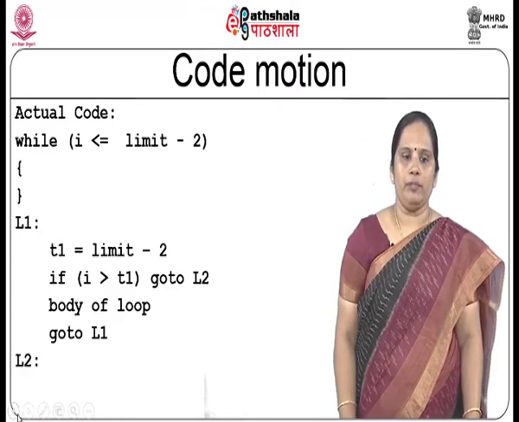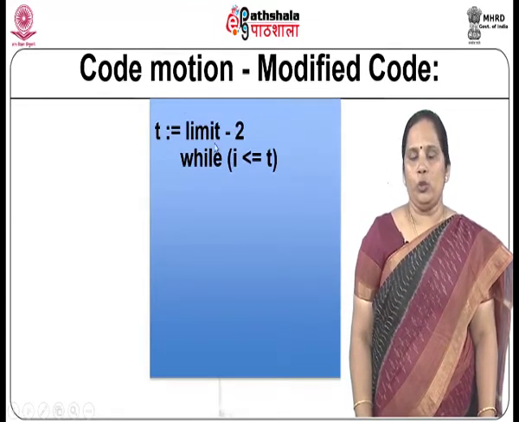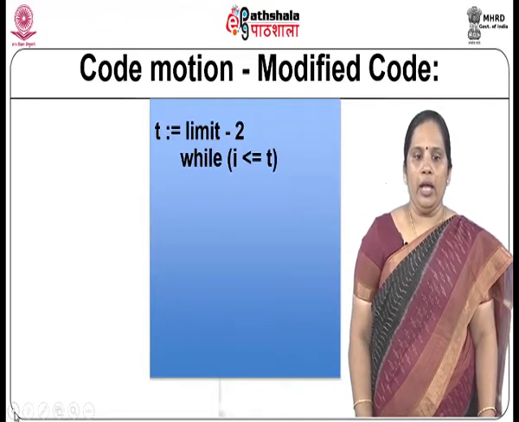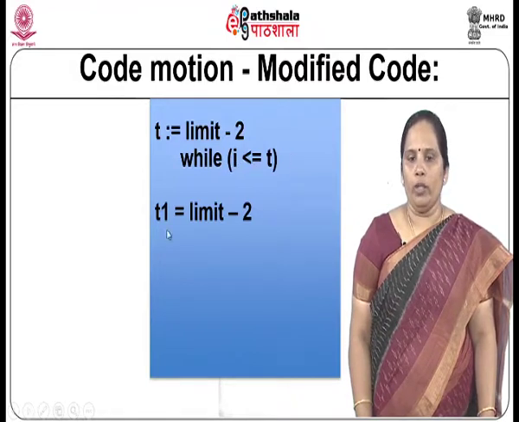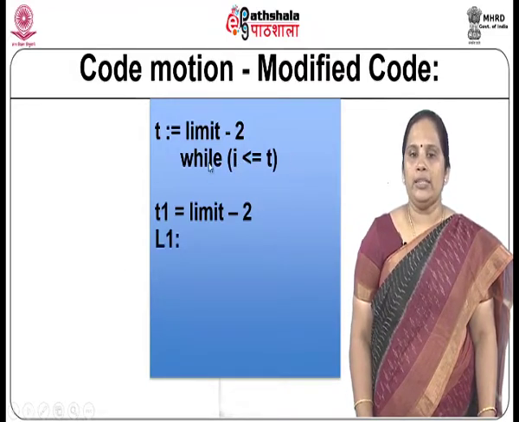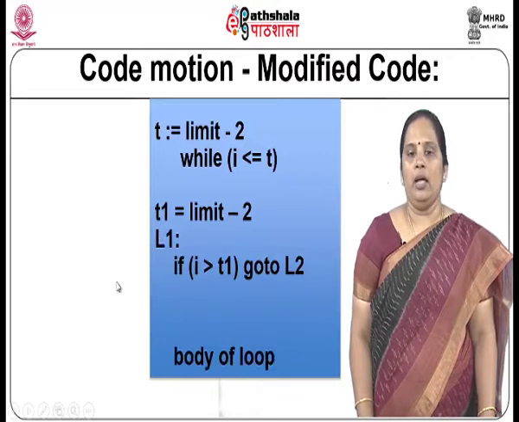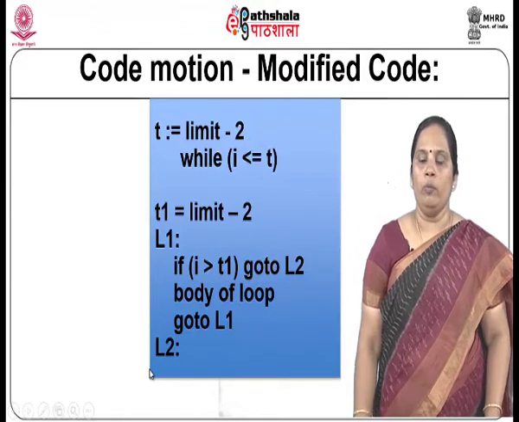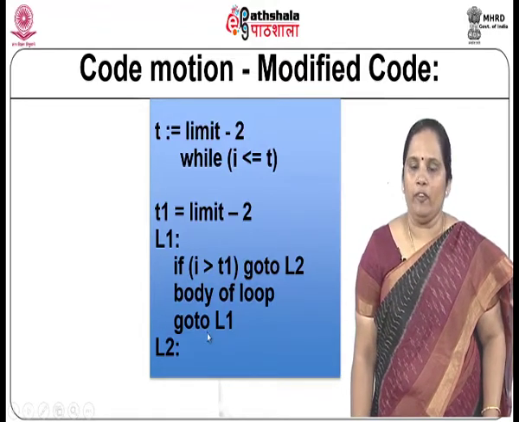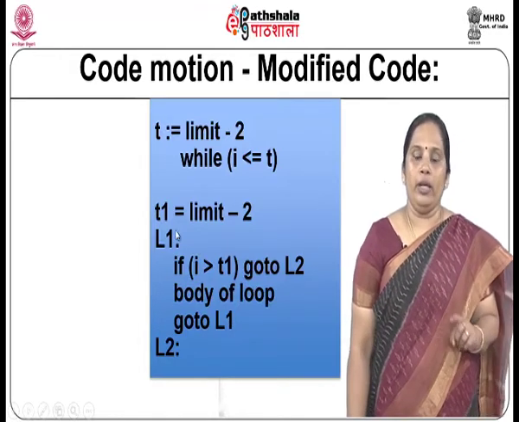So, how do we change this? For that we will compute t is equal to limit minus 2, because limit is not going to change anyway, okay, and then we will compute while I less than or equal to t, and then I will have my body of the while loop. So, how does this translate to a 3 address code? Outside this I will have T1 is equal to limit minus 2, I will have this label here, I will then have the body of the while loop here, and then I have a go to L1 here, and L2 will be here. Now, this body alone gets executed for as long as this condition is satisfied, but limit minus 2 gets computed only once, okay.